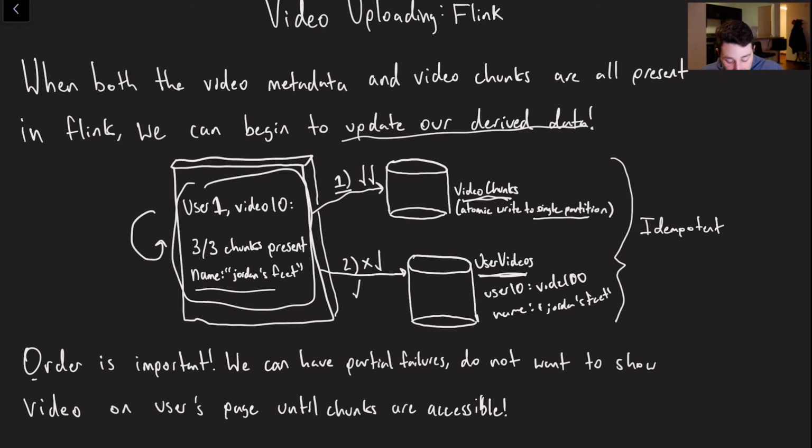So this is why the order is important, right? If I had the user videos table first, it might look like I have actually posted a new video, but then when you click it, you can't load any chunks for it. So again, that's why I've deliberately chosen to upload the video chunks before the user video metadata.